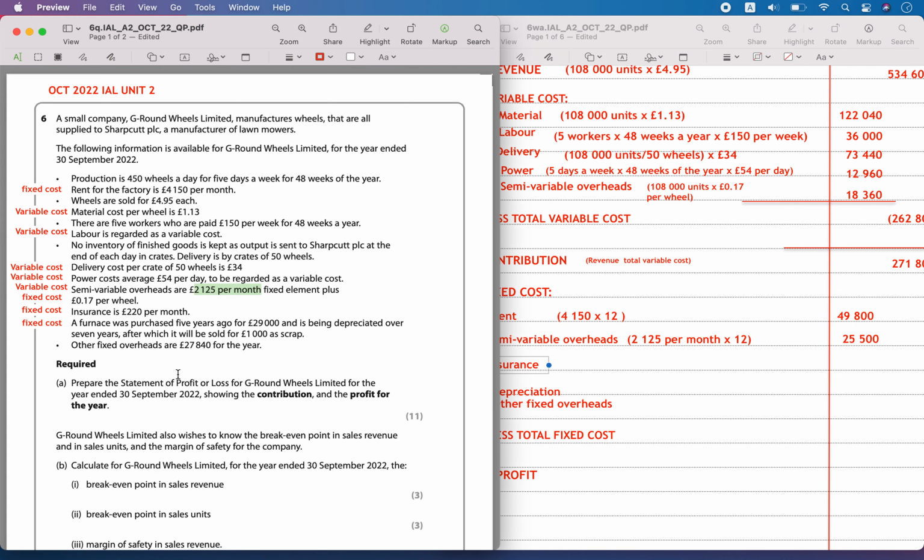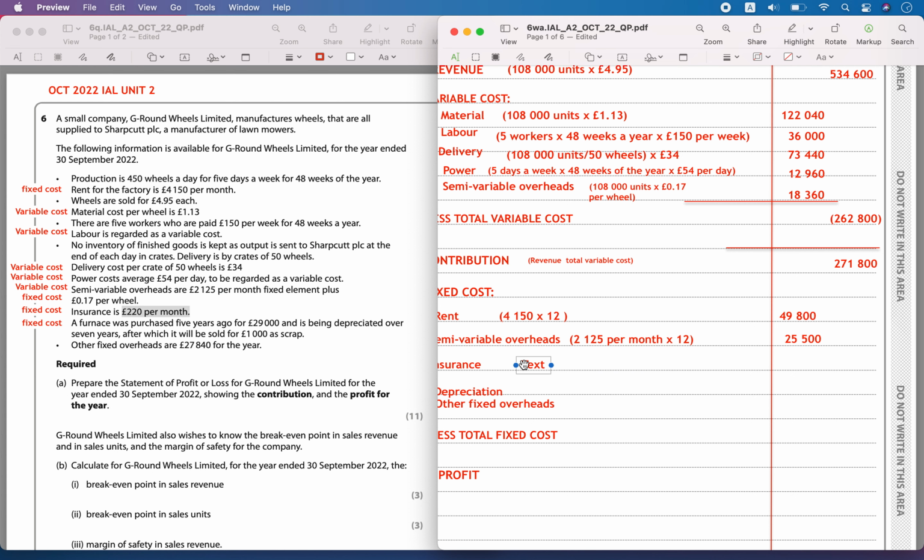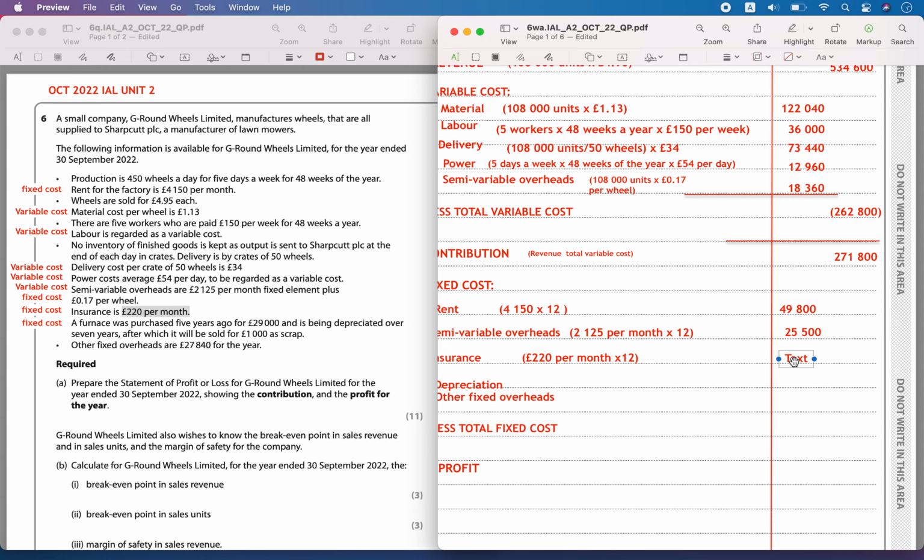And then you have the insurance. They have said that it is 220 per month. So let's calculate the fixed cost for the entire year. It is 220 per month into 12, so that is going to be equal to 2640.